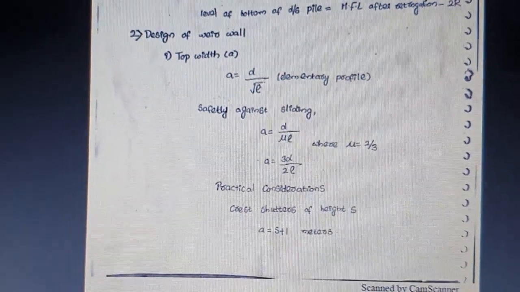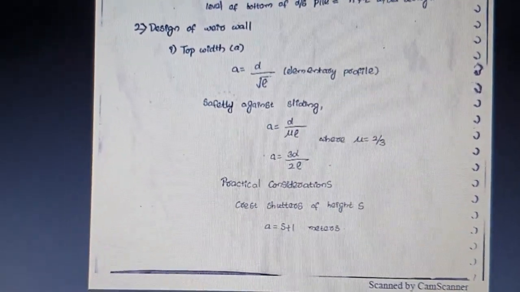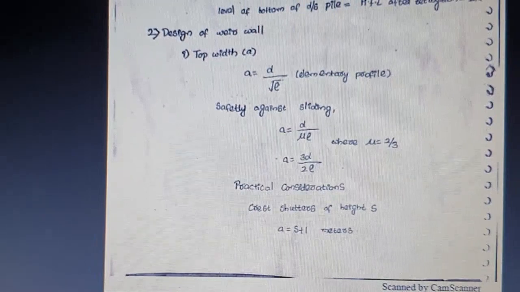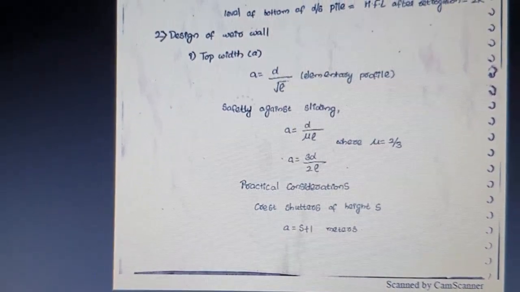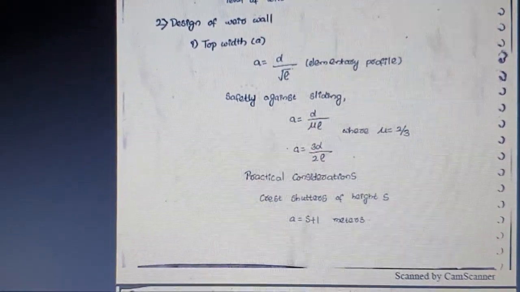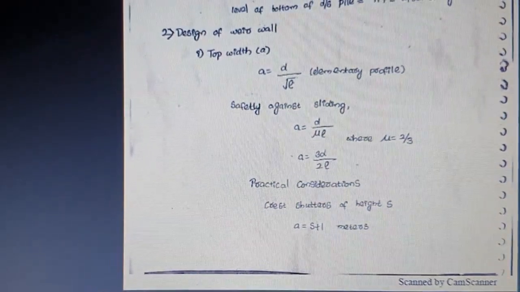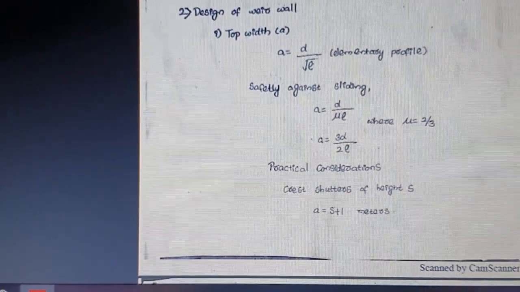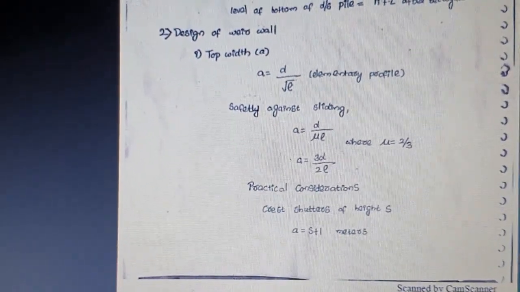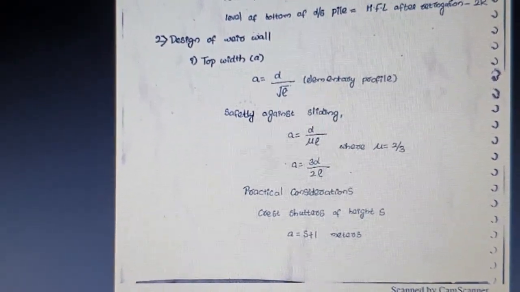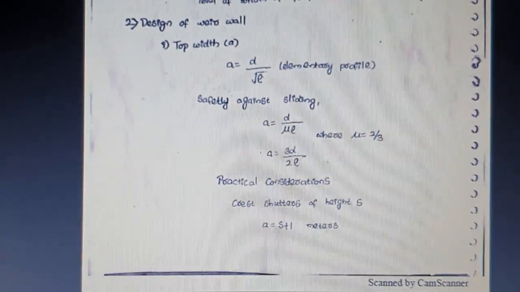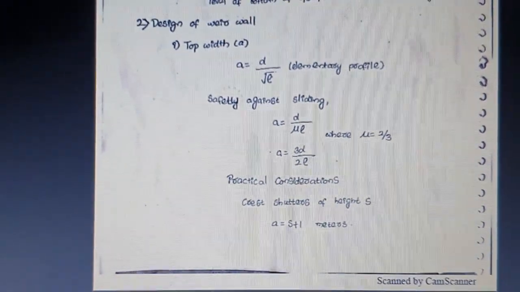In this top width, we are going to consider 3 considerations. One is A is equal to D by square root of rho, and the next one, safety against sliding, which is A is equal to D by mu into rho, where we are going to consider the mu value as 2 by 3. And the next one, A is equal to 3D by 2 into rho. Whenever you substitute the mu value in that, you will get safety against sliding. And the next one, practical consideration, which is A is equal to S plus 1 meter. So we are going to take these 3 considerations, and whichever is the highest value, that we are going to provide as the top width of your vertical drop weir.